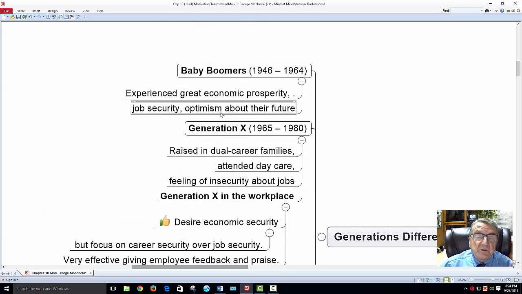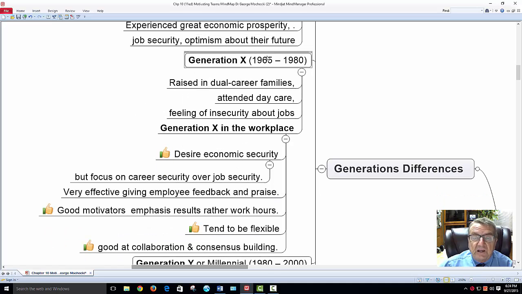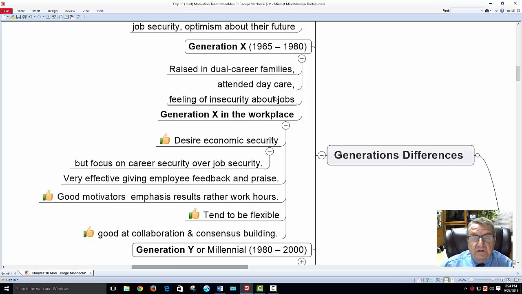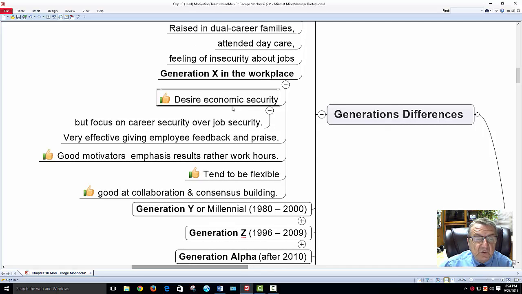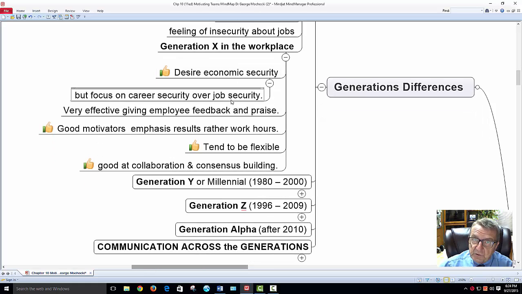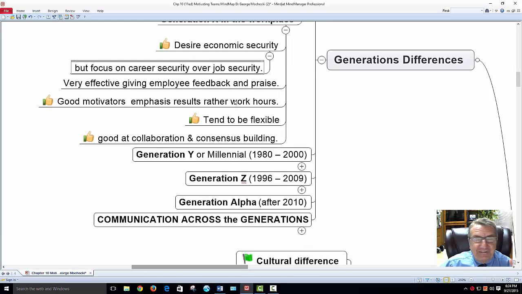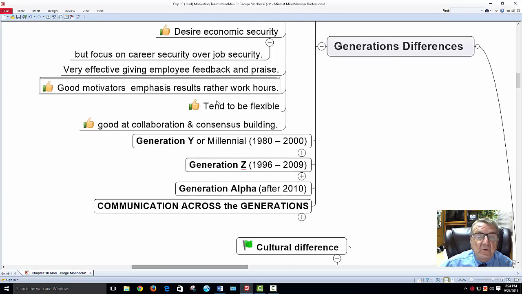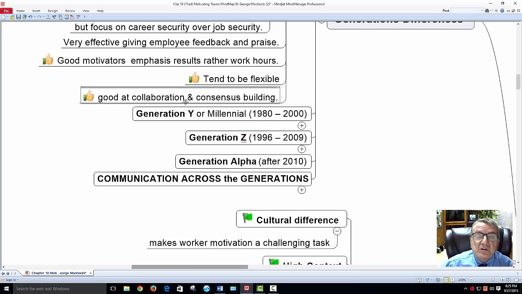Baby boom. Experience economic prosperity, job security, optimism about the future. Generation X, 1965 to 1980, raised in dual career families, attended daycare, feeling insecurity about the jobs. You see a lot of cuts. Generation X in the workplace, right? This generation desires economic security, but focuses on career security over job security. This generation, you have 6, 7, 8 jobs before you retire. If the retirement age is 65, by the time you're retired, because everyone's living a little longer, it will be about 80 or 90, if the world's still here. Who knows? I may even be there. Okay, good motivators, emphasis on results rather than work hours, tends to be more flexible, good at collaboration, consensus building.